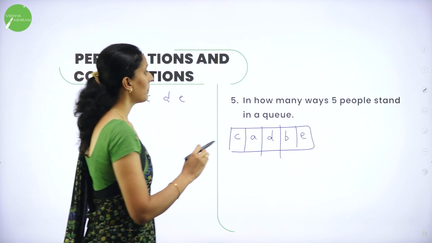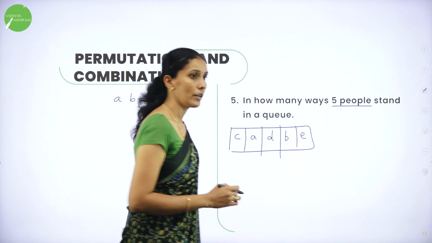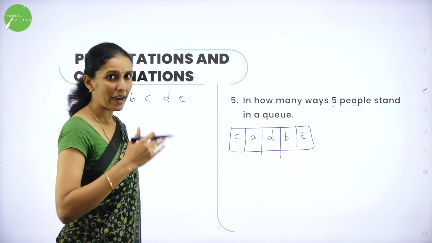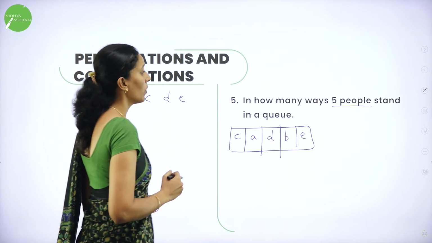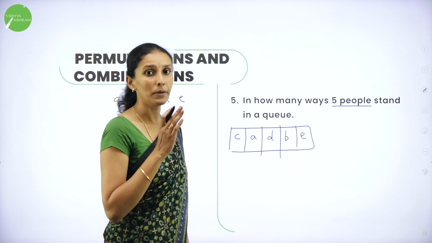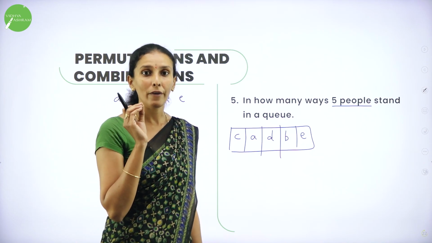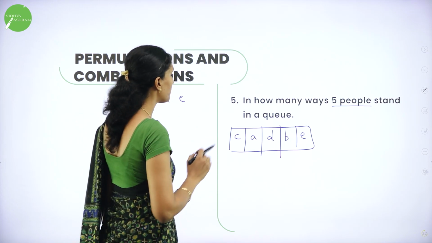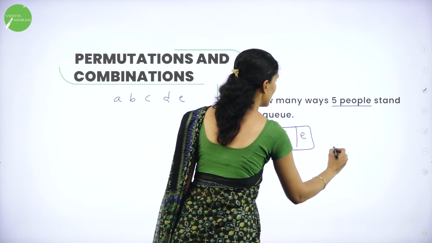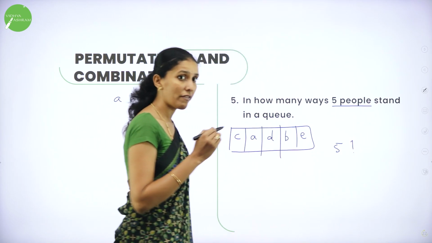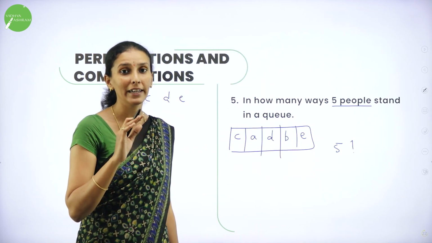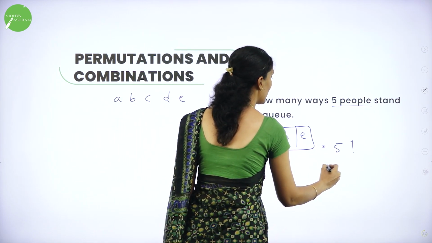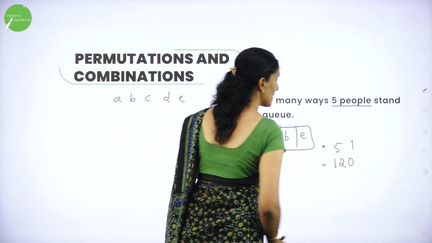So how many people do you have? 5 people. And how many places? 5 places. Obviously 5 people can stand in 5 different places in a queue. Okay. So we have clearly understood that when the permutation is not repeated, when you have n number of things, then the permutation is n factorial. So therefore, your answer is 5 factorial, because 5 people can be arranged in 5 different ways. So therefore, this is 5 factorial. Okay, so that is 120 ways.